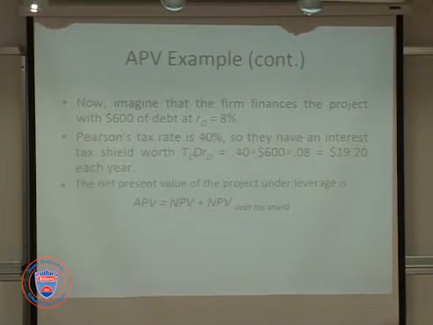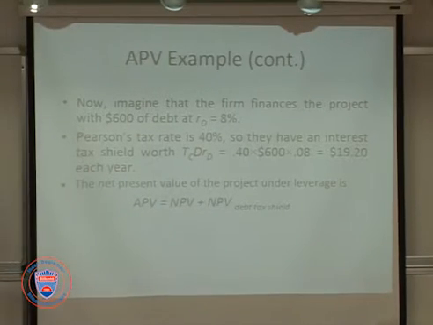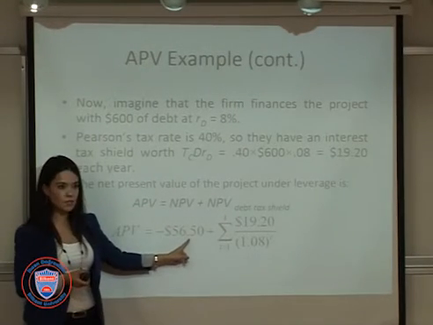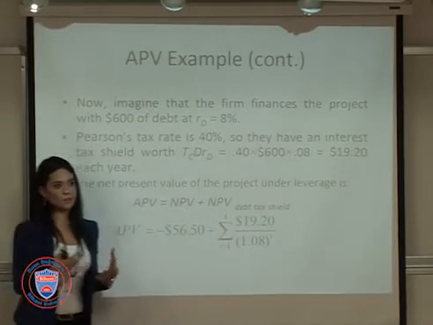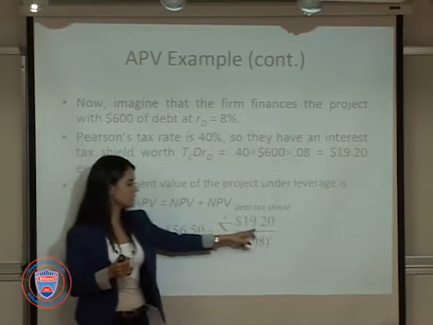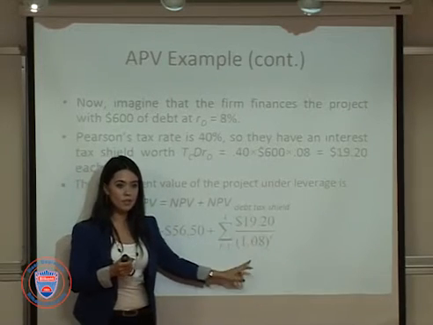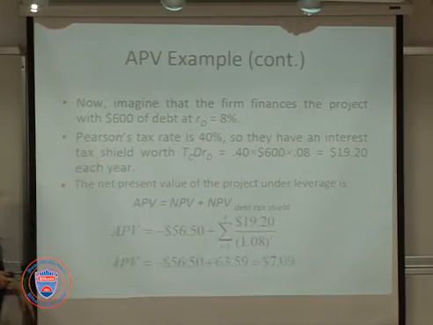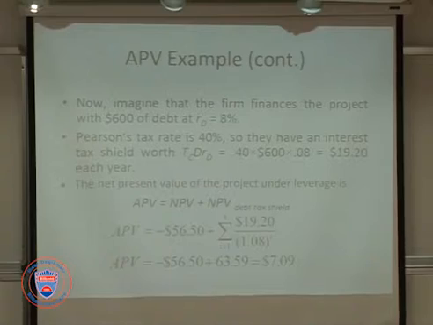So now, what am I going to do? I'm interested in finding the NPV of the debt tax shield, and I'm going to add it to my original NPV. My original NPV was minus $56 million. Every year, because of the tax shield, I am making, let's say, $19 million for 4 periods. I'm discounting these 19 millions with the cost of debt, not the discount rate, but the cost of debt, 8%, which gives me the NPV of the debt tax shield. So the adjusted present value of this project became $7 million.